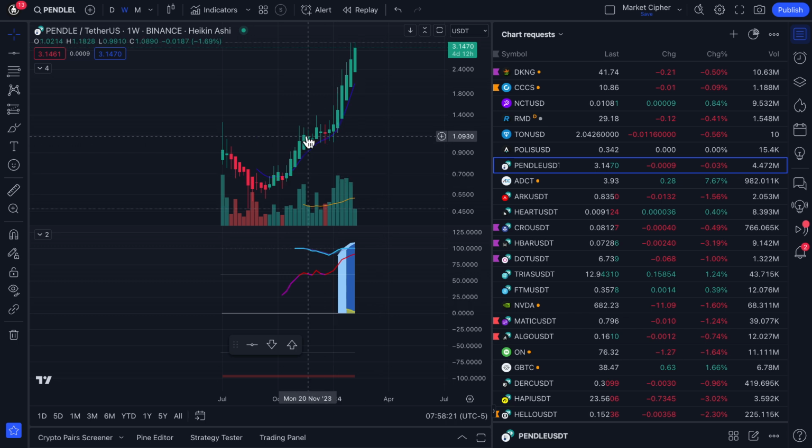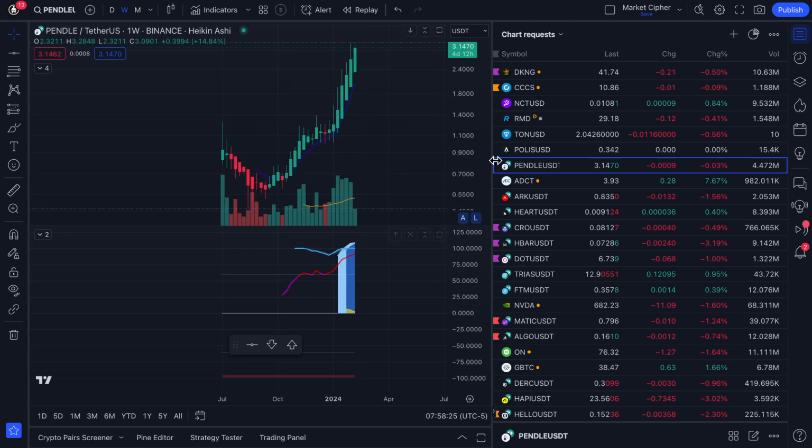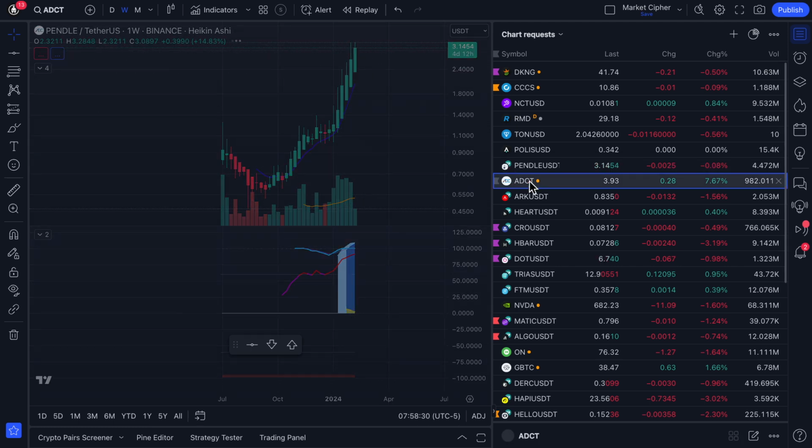Pendle, Pendle. This thing's just on a tear. Look where it is on Market Cipher. I'd be looking to take profits. I'm not trying to be a superhero and buy up here. I'm definitely taking profits on that.